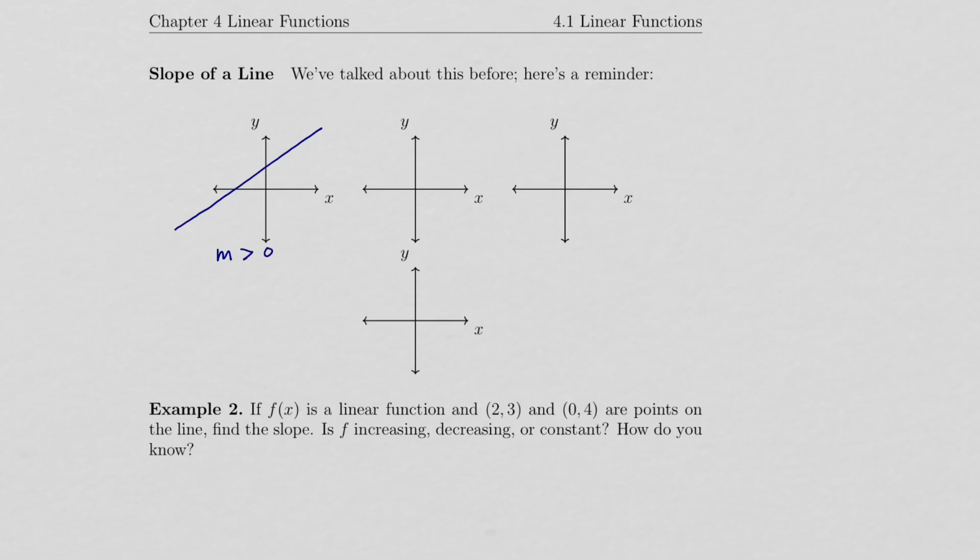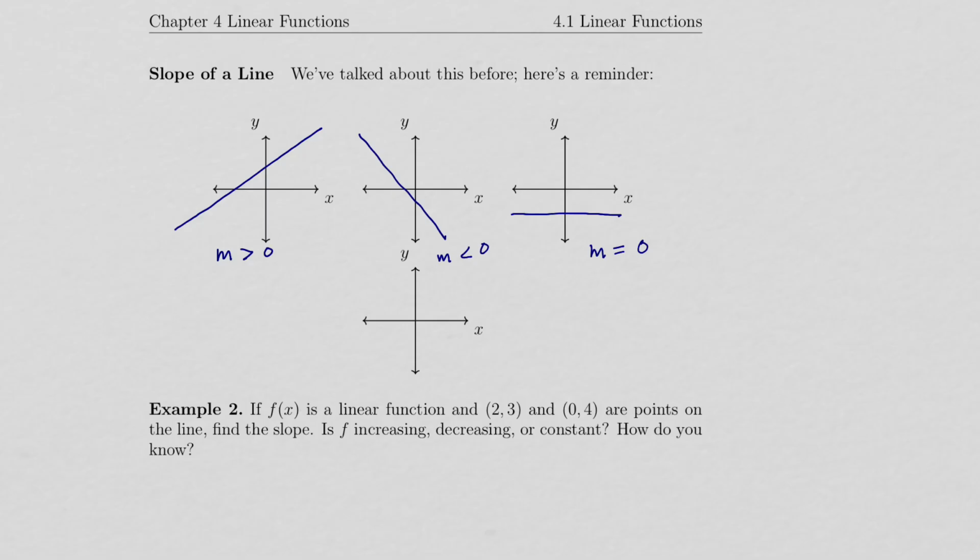The line could be doing this. In this case, the slope would be less than 0. If I'm reading left to right, it's going down. The line could look like this. It could be completely flat, which is a constant function. In that case, remember the slope measures the steepness of the line. Since there's no steepness, we say the slope is 0.